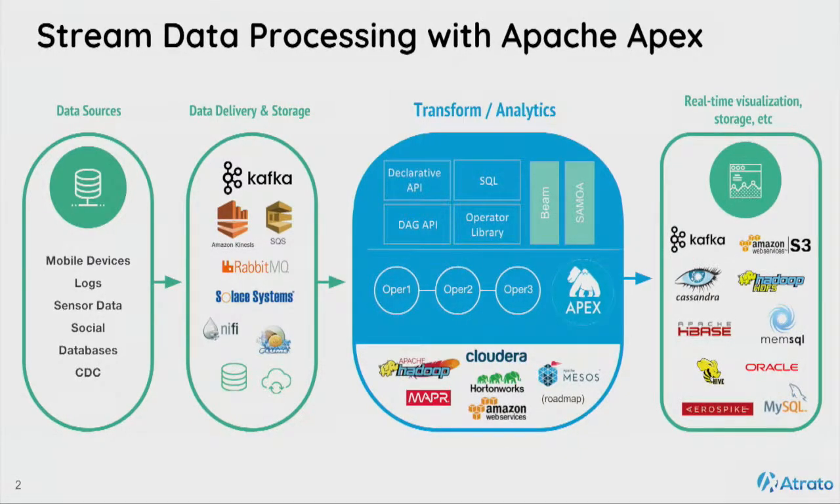Apex needs a cluster to run, and at this time it runs on YARN. The roadmap also includes support for Mesos, but the general idea is that you have a cluster, and then you can deploy an Apex application on top of it.